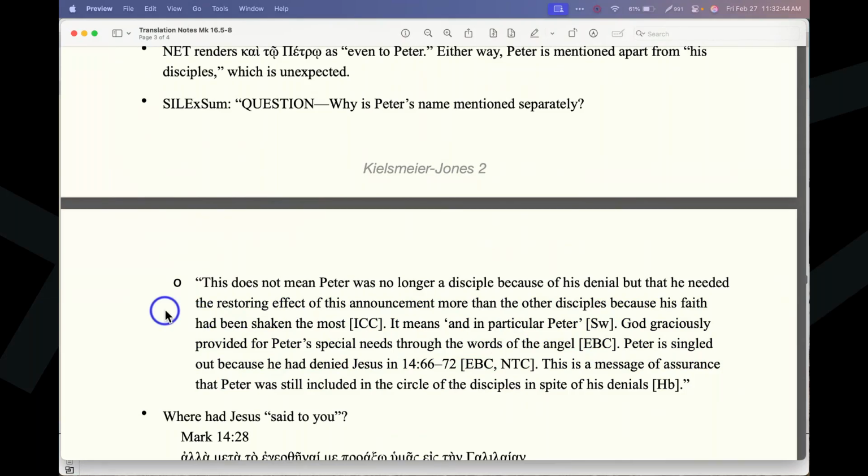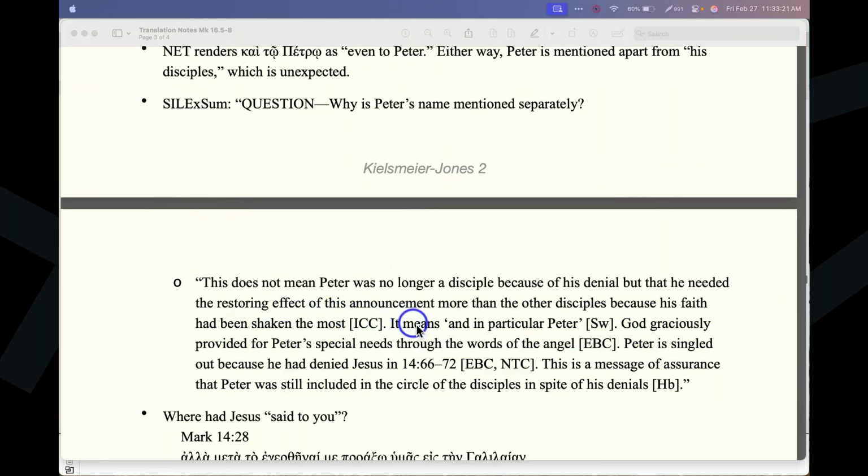I put this quote in your handout. It says, "This does not mean Peter was no longer a disciple because of his denial, but that he needed the restoring effect of this announcement more than the other disciples because his faith had been shaken the most." Now, I'm not sure we have Mark actually saying Peter's faith has been shaken the most, but we do have some pretty intense narratives of Peter betraying Jesus and then figuring out what he's done and weeping. So yeah, he's definitely been shaken. So I think that's plausible.